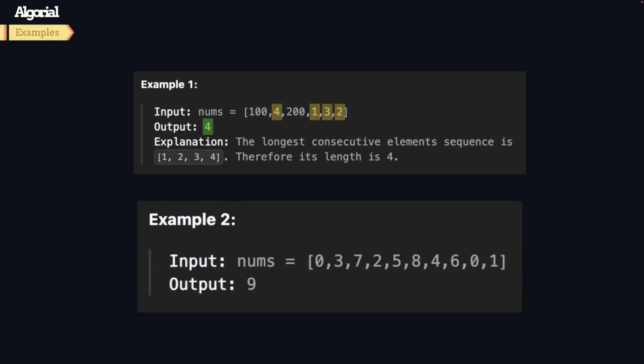Second example, we have two zeros, but other than that, it's just numbers from 0 to 8. So the length of that sequence is 9, and we will return it here. Let's see how we are going to solve this problem.